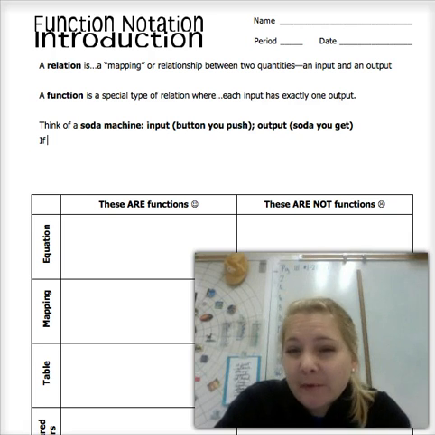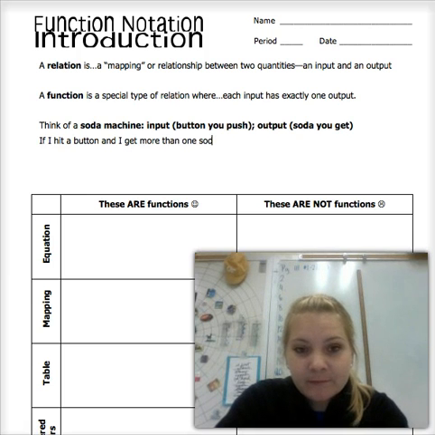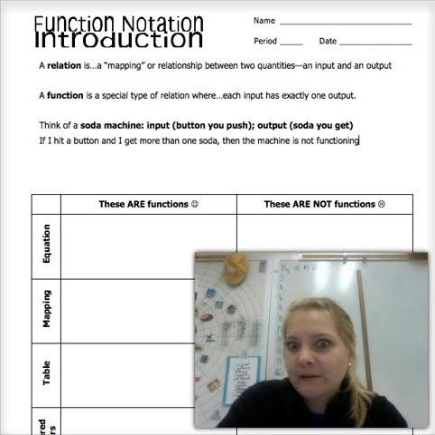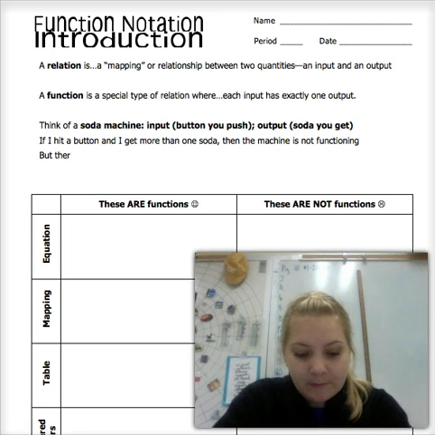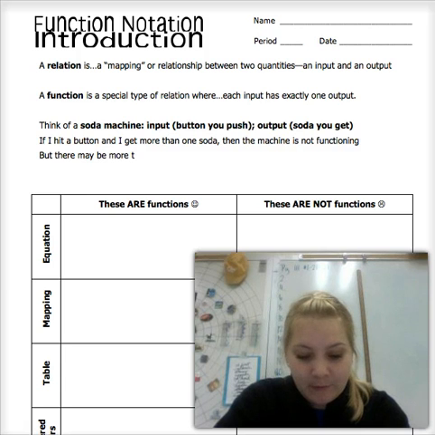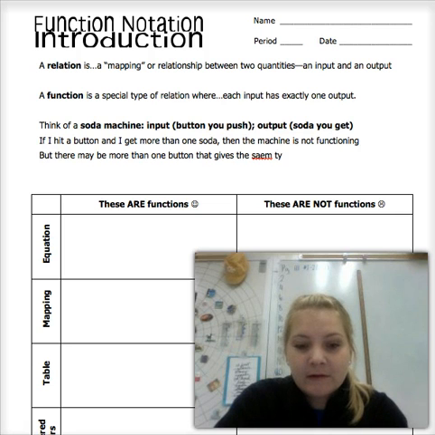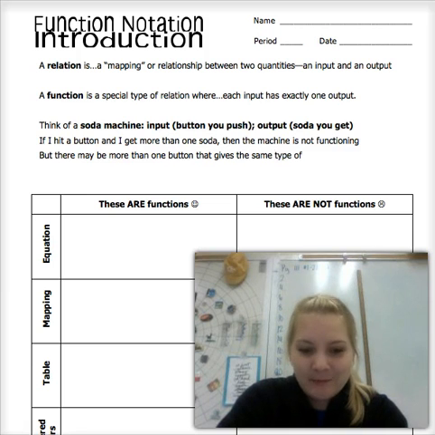All right, now we're going to think about what we talked about. If I hit a button and I get more than one soda, then the machine is not functioning. Now it's awesome, you get an extra soda, but it's not functioning, and we talked about that. It's not a functioning soda machine. But there may be more than one button that gives the same type of soda.